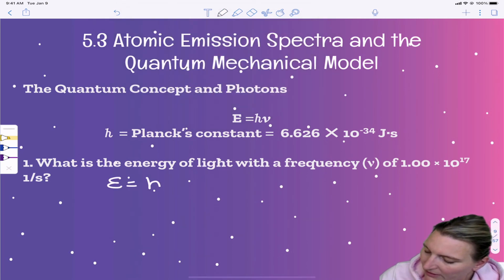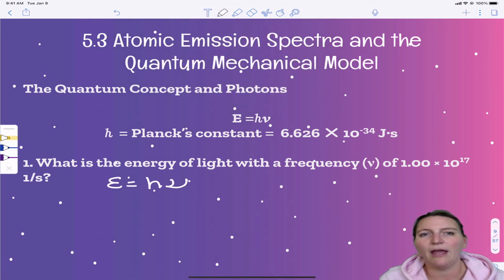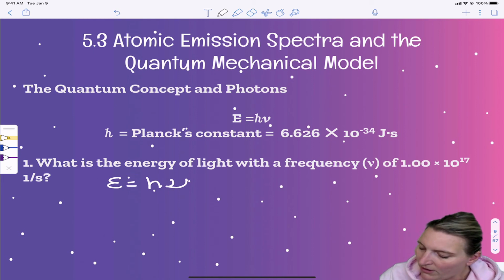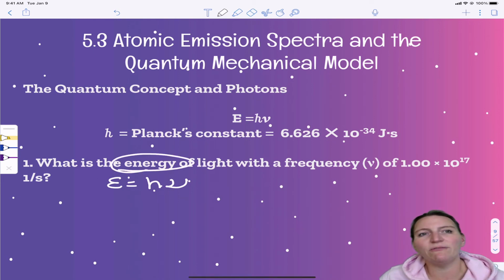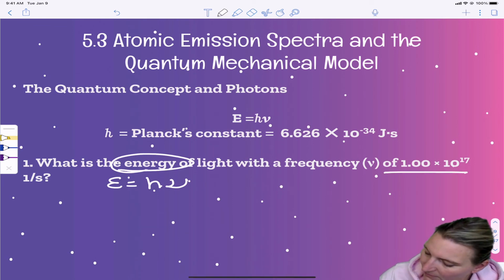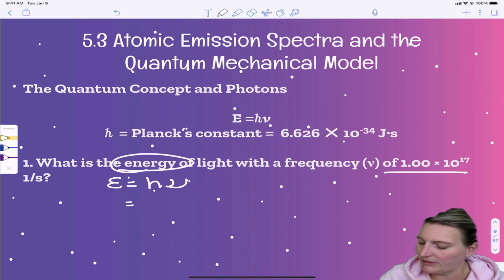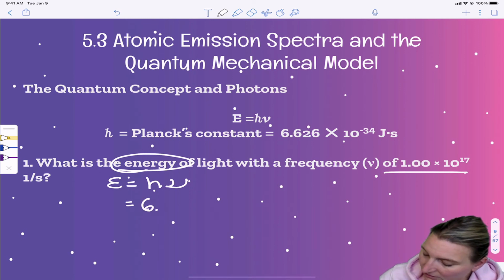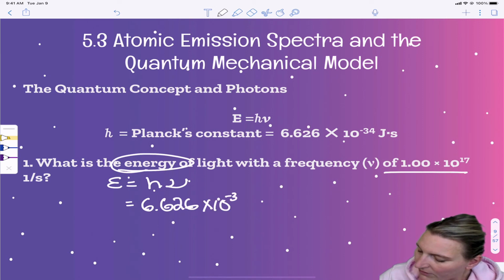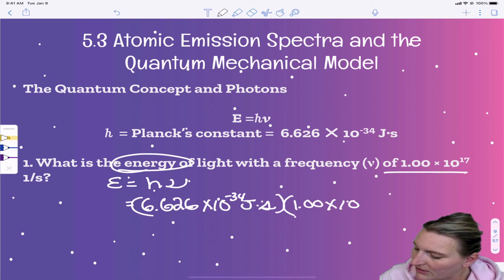Energy equals Planck's constant times frequency, and then plug in what we know. We're looking to find energy, right? Circle the do. We circle what the question's asking me to find, which is energy. And this is the number that I know, the frequency. Planck's constant is, of course, a constant, 6.626 times 10 to the negative 34 joules times seconds. And the frequency is 1.00 times 10 to the positive 17, 1 over seconds.